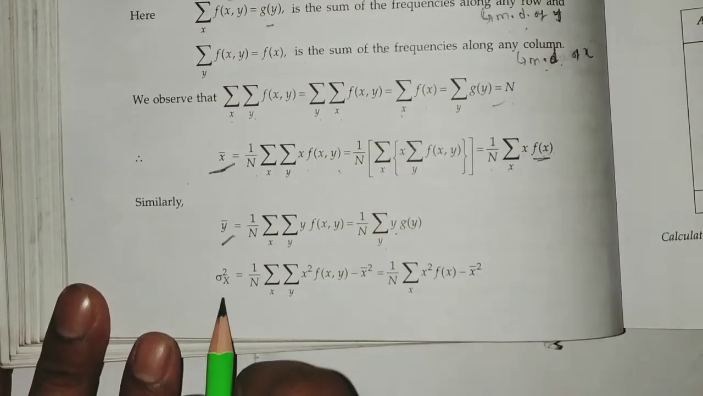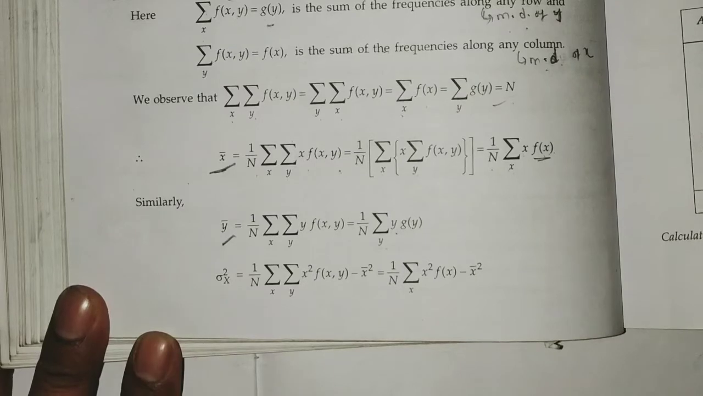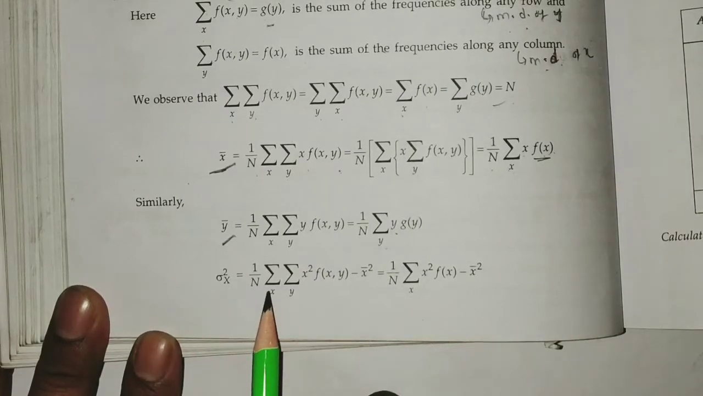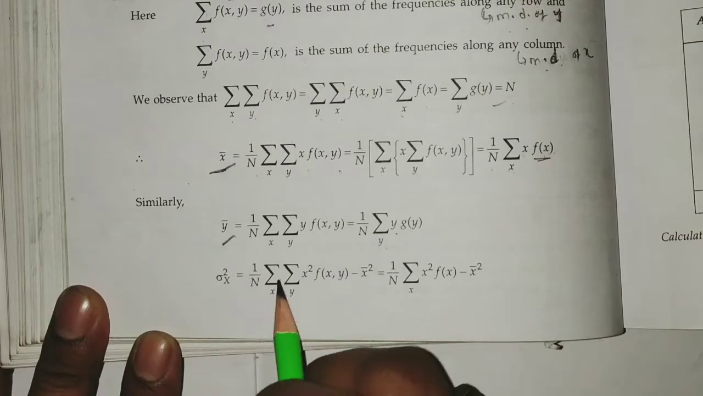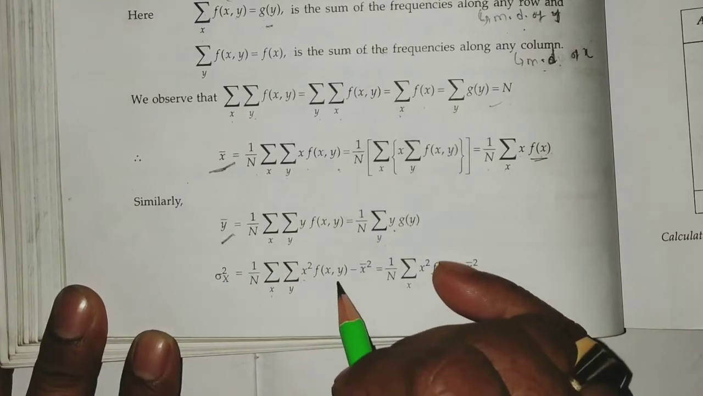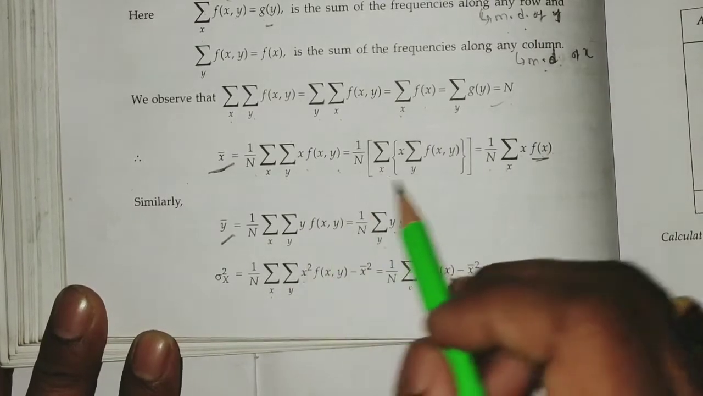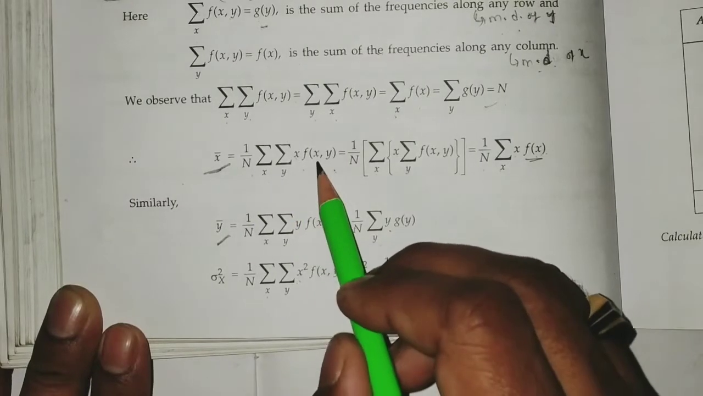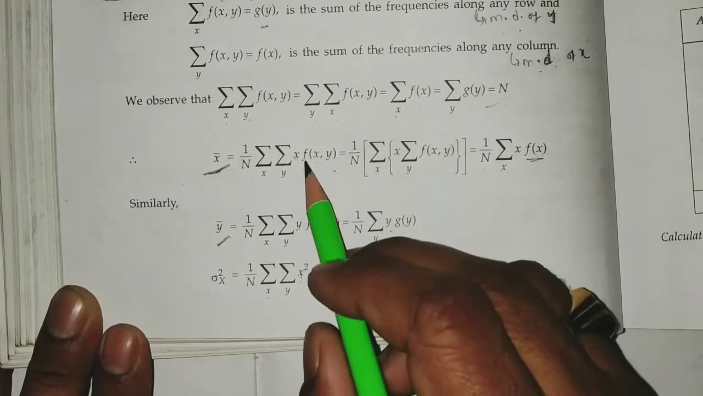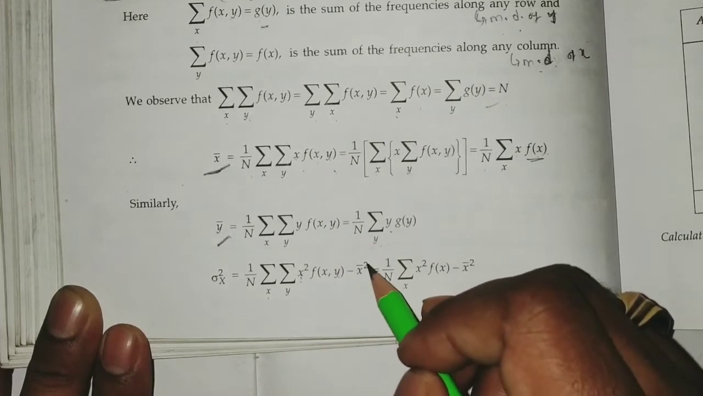Here sigma square represents the variance of x. So the variance of x we calculate as 1 by n, summation over x, summation over y, x square fxy. See, for the mean it is x fx, so obviously for variance it will be x square fxy minus the mean of x square.